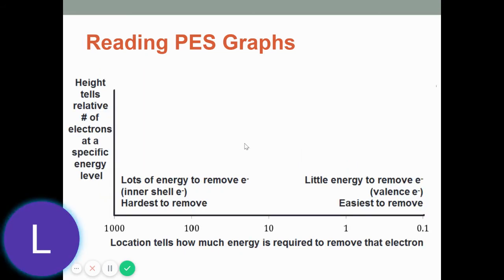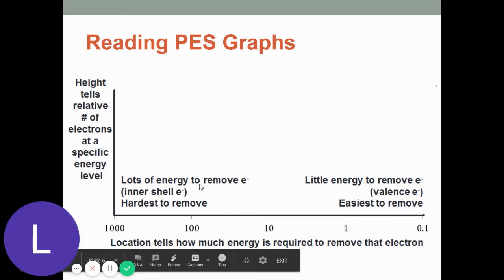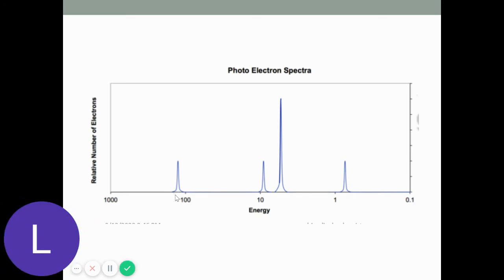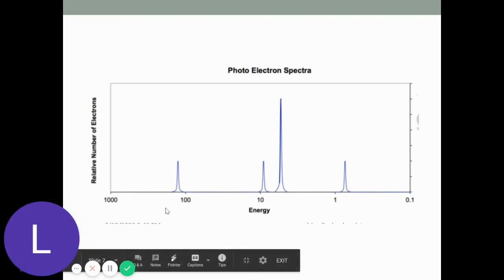So let's look at an example. This says the same thing. So height tells us the relative number. Lots of energy to remove the electrons on the left, a little amount of energy to remove the electrons on the right. So if we look at this, we have 1, 2, 3, 4 peaks. The most energy was required to remove these electrons here. So those are the ones that are closest to our nucleus, and we know that our first energy level only has one possible sublevel. So this would be our 1s sublevel.